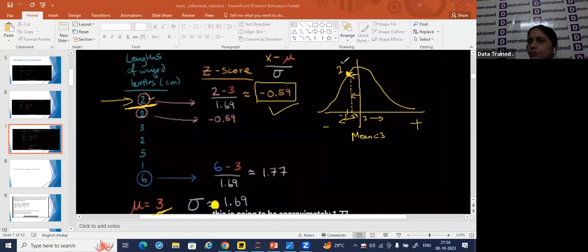The data point 2 is 0.59 standard deviated below the mean. It is below the mean. It means the 0.2 is 0.59 standard deviated below the mean. Whenever a minus sign is coming, it means that one is below the mean. If a plus sign, a positive sign, is coming, that is above the mean.